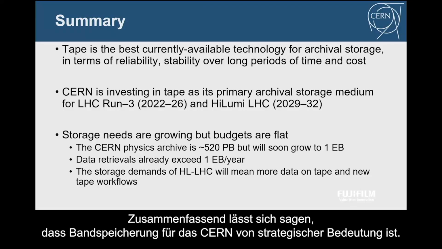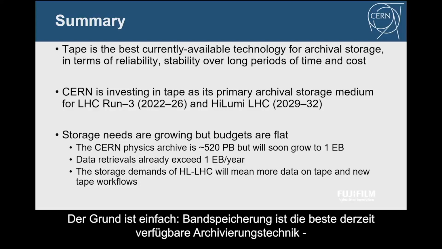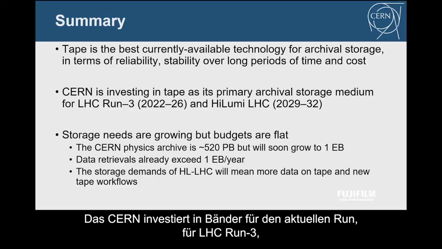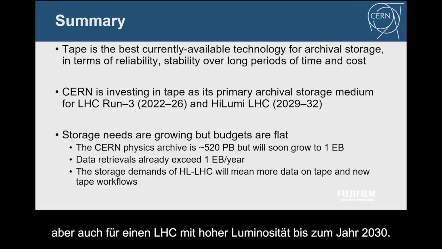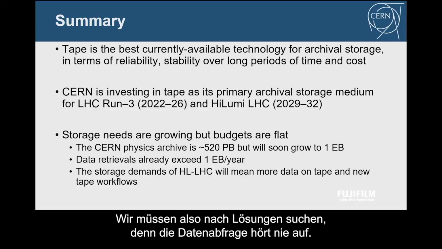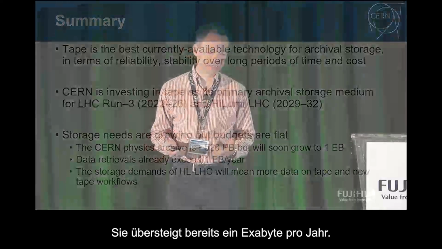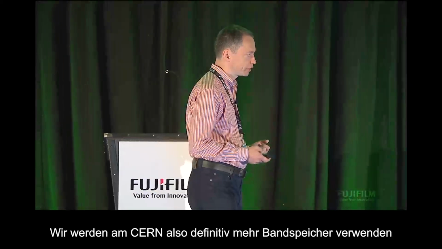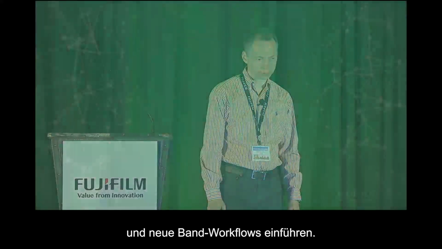So in summary, as I said, tape is strategic for CERN, because it's right now the best currently available archive storage device in terms of cost, reliability, and stability over long-term periods. CERN is investing in tape for the current run, LHC run 3, but also for the high luminosity LHC up to 2030. Storage needs are growing, but the budgets are kind of flat. So we need to look for these solutions, and data retrieval never stops. It's already exceeding 1 exabyte per year. So we are definitely going to use tape more at CERN, and we are going to implement new tape workflows.